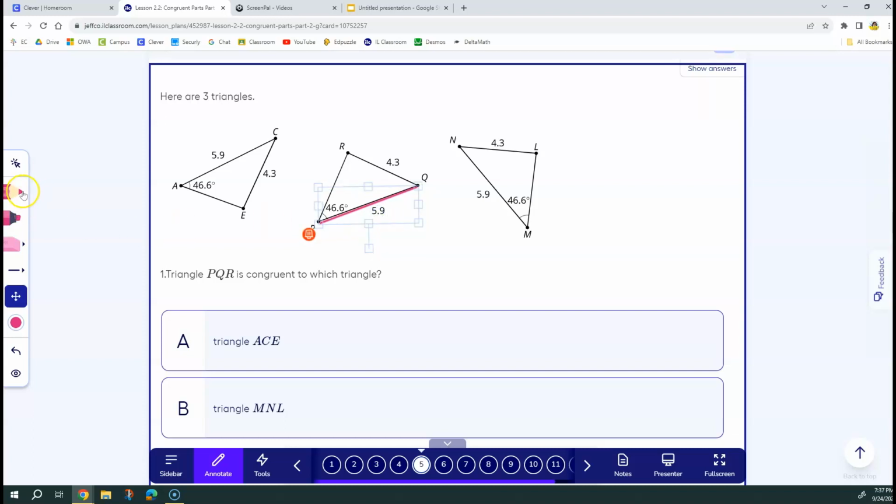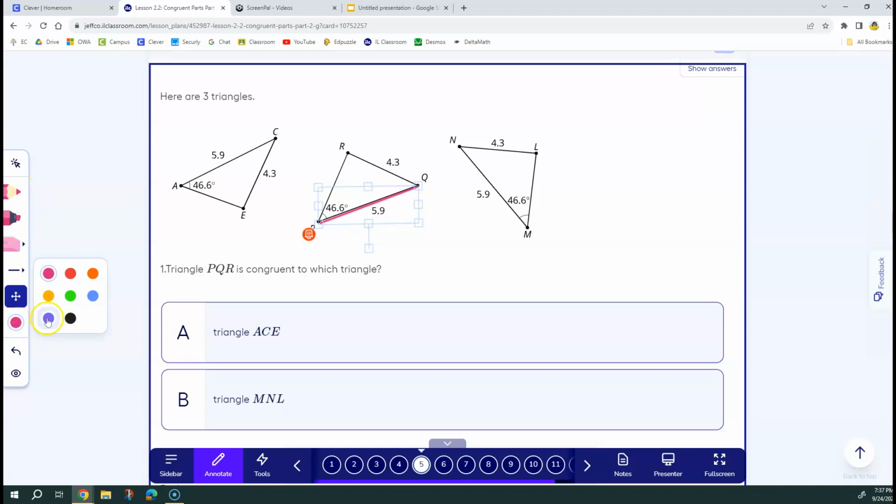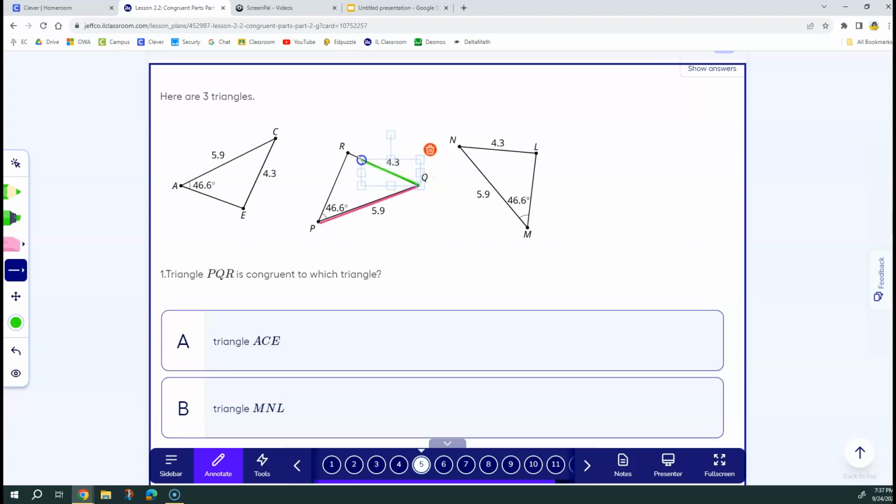Okay. All right, so let's move on to a different one. Again, use my line tool. So I'm going to go with the side that's labeled 4.3 from Q to R, so from point Q to point R. And this is the side that's across from the 4.6, for lack of a better term.